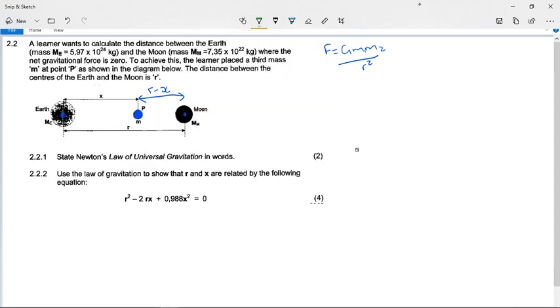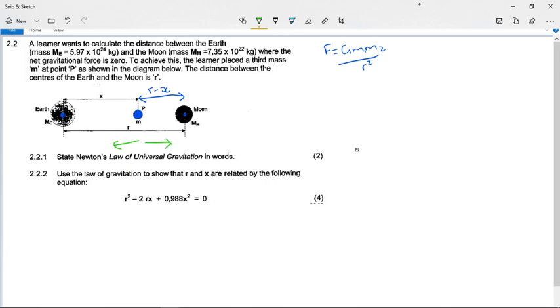If we have this object P here, what is happening to the object P with regards to the Earth? P wants to go this way. The Earth is trying to suck P towards it, okay, because that's how gravity works. You're going to be attracted to each other. But what is happening to P? The Moon is trying to suck P into it as well.